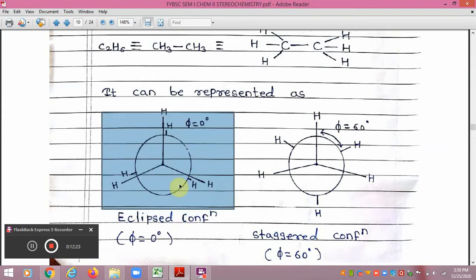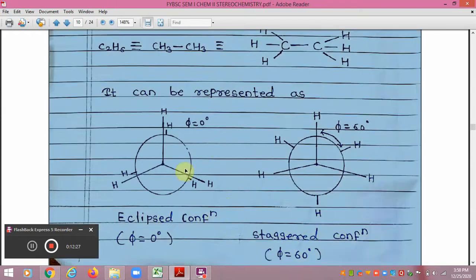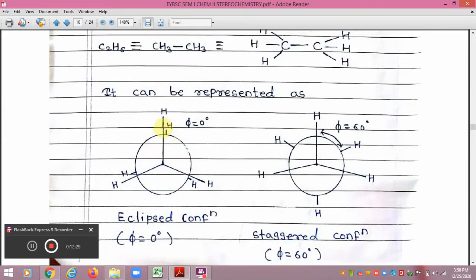This representation is called the Newman projection formula. Here you can see the relative angle between the two substituents on adjacent carbons, this hydrogen and this hydrogen, because this hydrogen is present on the front carbon and this hydrogen is present on the back carbon, and the relative angle between these two hydrogens is 0 degrees. That's why this form of the conformation is called the eclipse conformation, where the relative angle is 0 degrees.